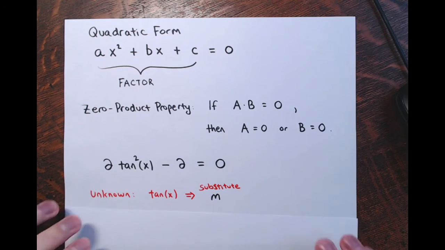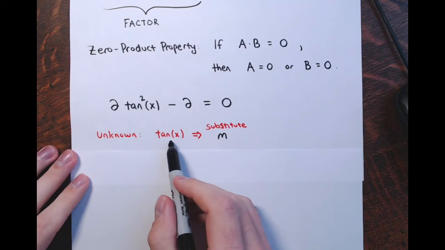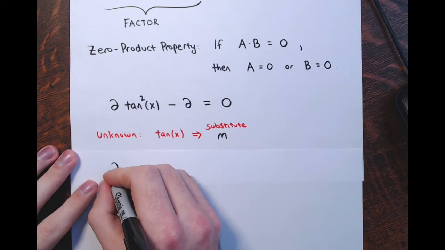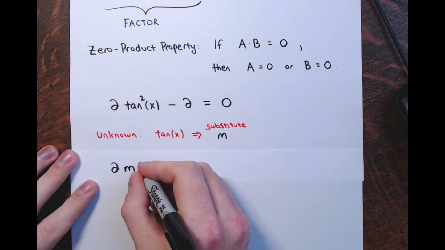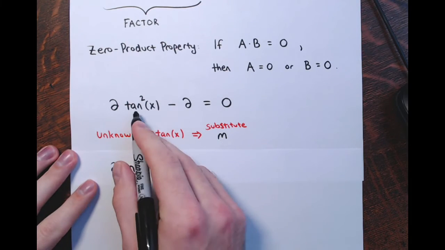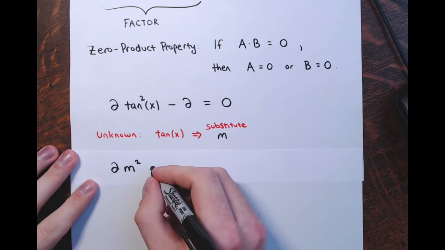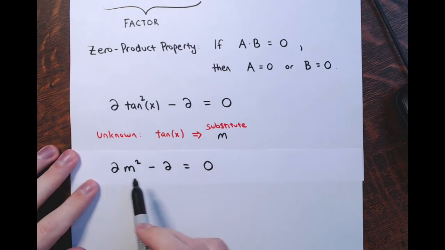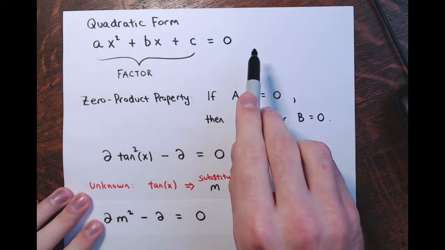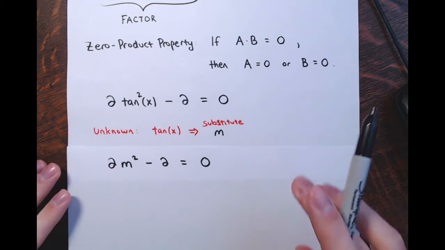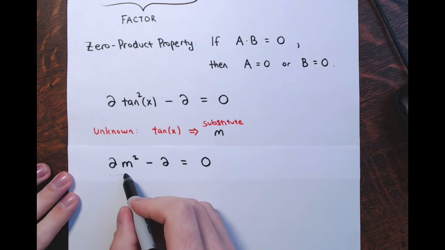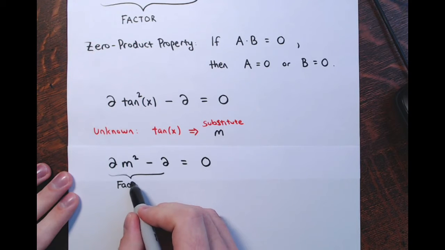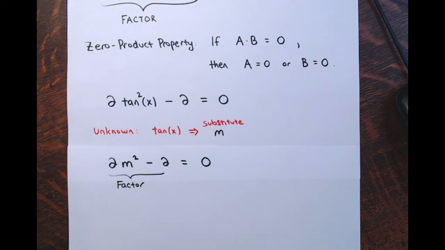And that'll give me this looking equation. So everywhere I see a tangent of x, I'm going to replace it with the letter m. So now this equation looks like this. I have 2 times m squared, tangent of x squared, m squared, minus 2 equals 0. And this is in this quadratic form, right? Here you have your quadratic on one side, 0 on the other. And what I'm going to do now is factor this quadratic completely.